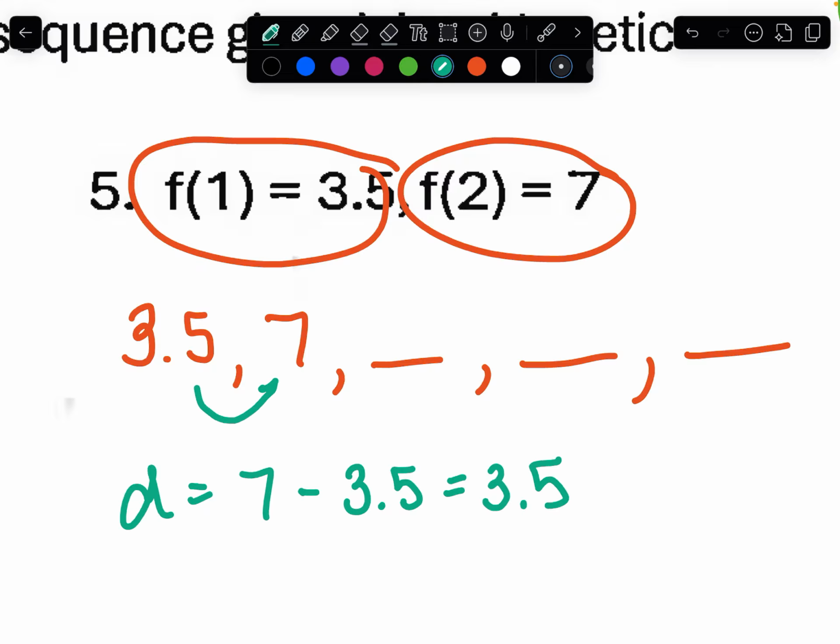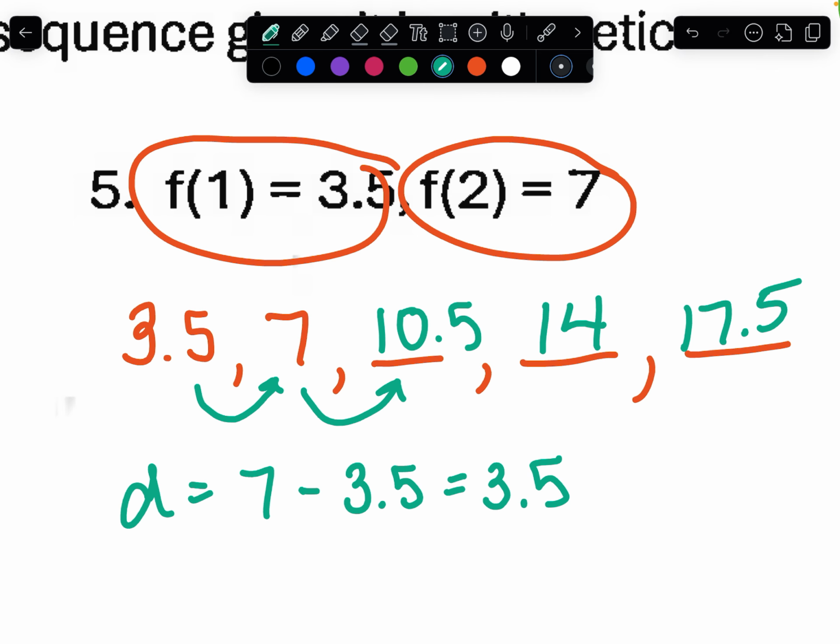And we can check, oh, add 3.5, so 7 plus 3.5 is 10.5. 10.5 plus 3.5 is 14. 14 plus 3.5 is 17.5.